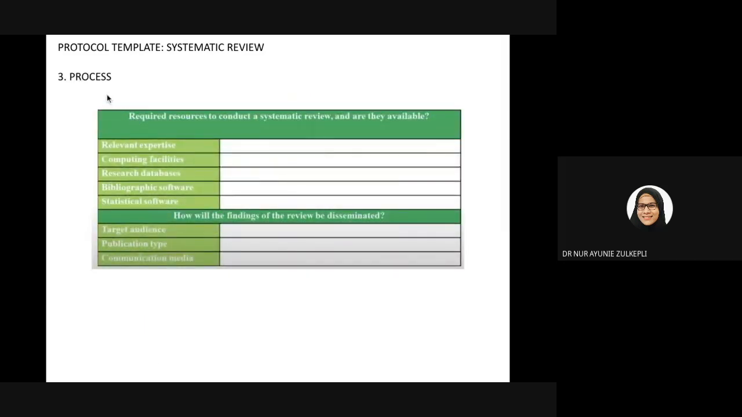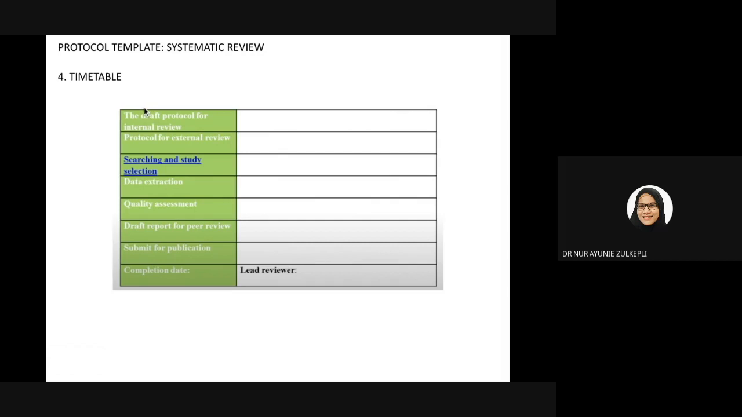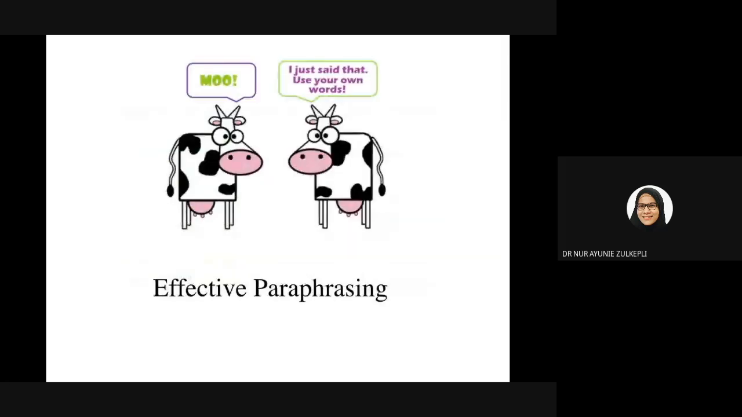And also for process, the resources, what the findings of the reviews are, okay. And also the timetable: the protocol, data extraction, quality assessment, draft, how long you want to study, like your timeline, searching and study selection, how long you want to spend, so that your time is manageable, okay.